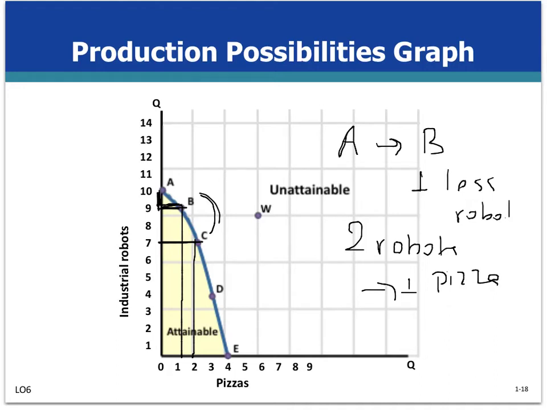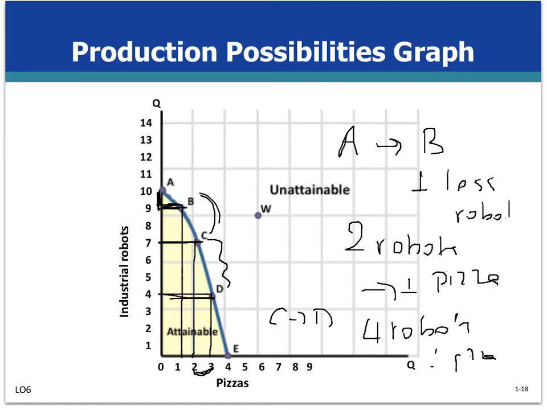If you move from point C to D, you will see an increasing opportunity cost, because at D you have 4 robots and 1 more pizza. That means to increase by 1 more pizza, you sacrifice 4 robots. From point C to D, you need to sacrifice 4 robots to produce 1 more pizza. So there is an increasing opportunity cost. Now production of pizza becomes costlier if you move resources from the robot industry to the pizza industry.